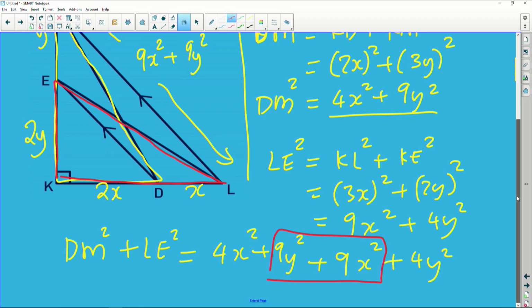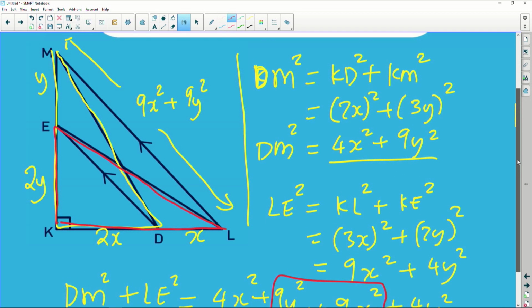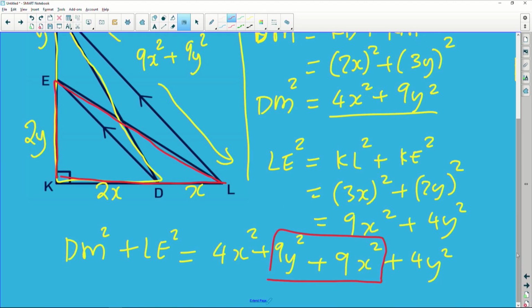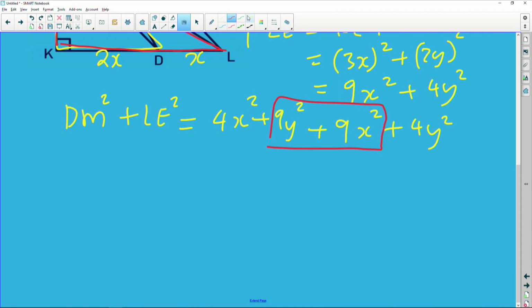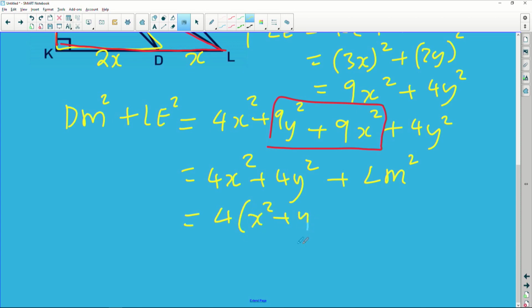So that can be called ML. So we're going to use ML there. So let's see what will happen if I do this. It's going to be 4x squared. I'm going to bring 4y squared closer. And then I'm going to call this one LM squared because we already found that 9y squared plus 9x squared is indeed LM squared. But then if I factor out 4 here, I'll be left with 4 times (x squared plus y squared) plus LM squared.